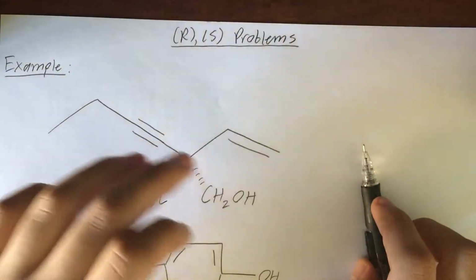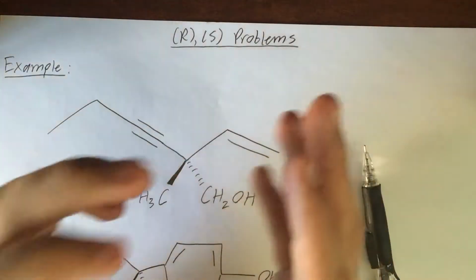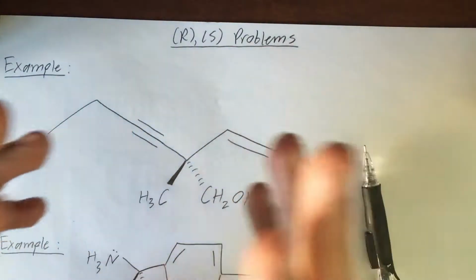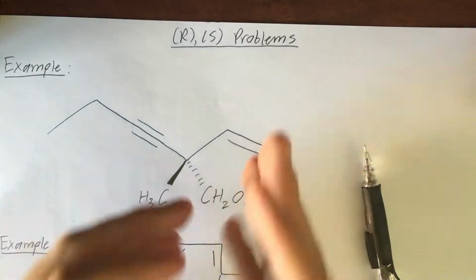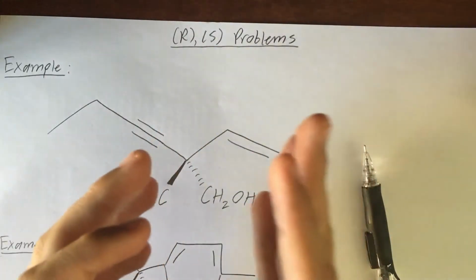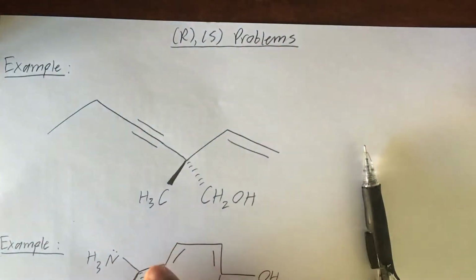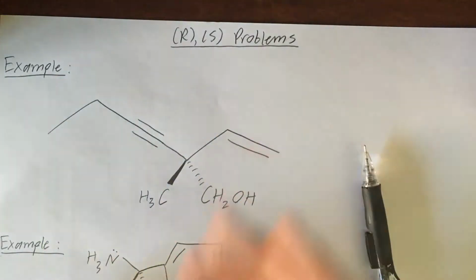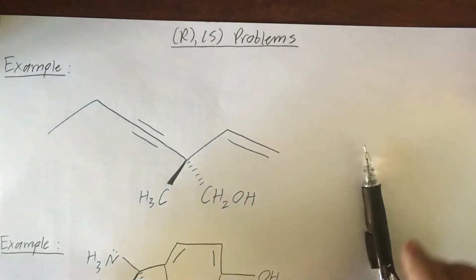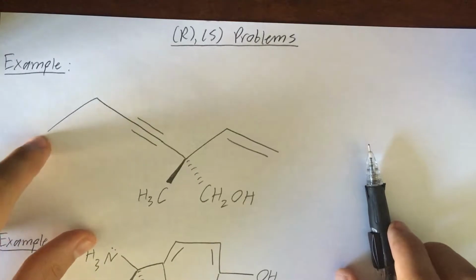So here we have a triple bond and a double bond, and don't get intimidated by this because we're going to be looking at this in close detail, step by step. So our first step is to identify all of the chiral centers in this molecule. So let's start on this side over here.